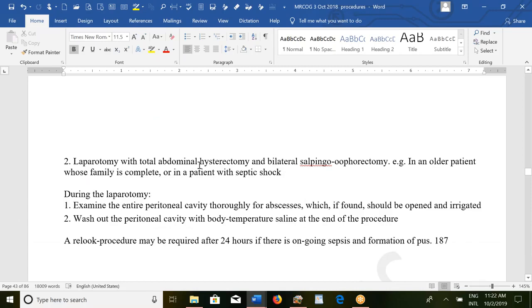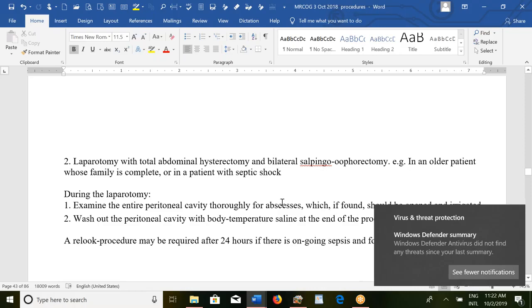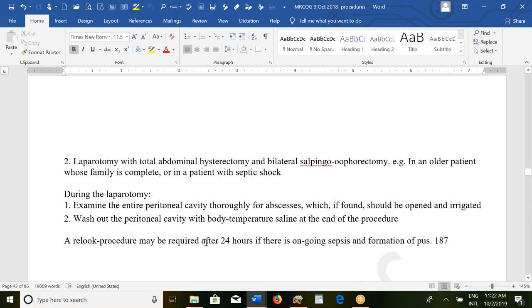The second one can be laparotomy with total abdominal hysterectomy and bilateral salpingo-oophorectomy. It can be done in an older patient whose family is complete and who is in septic shock. So during laparotomy, the entire peritoneal cavity should be packed.